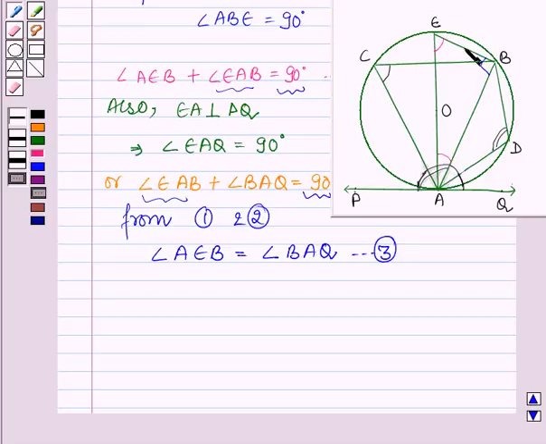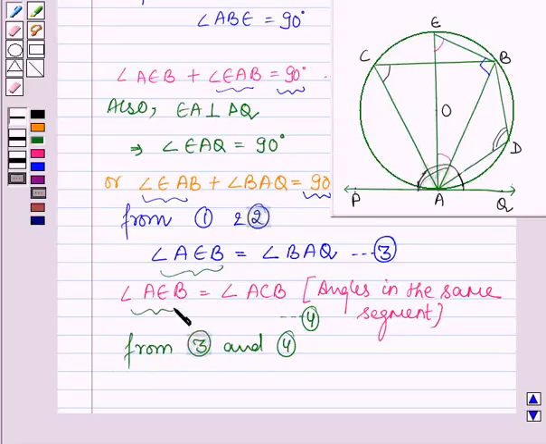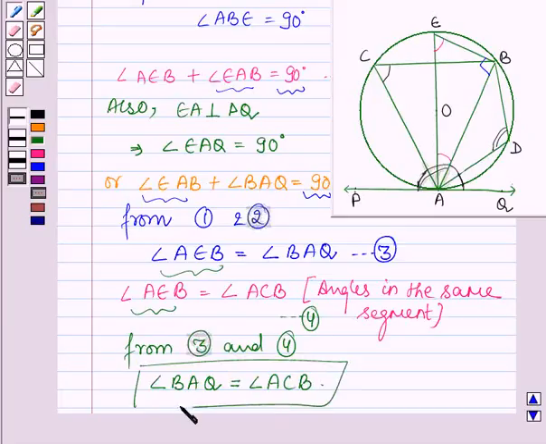Now, as we can see, angle BEA and angle BCA are equal since angles in the same segment of a circle are equal, that is angle AEB is equal to angle ACB, and here the angles are in the same segment. And let this be equation number 4. Now, from 3 and 4 we have left hand sides of both the equations are equal. So this implies that the right hand side is also equal. So angle BAQ is equal to angle ACB. So this proves the first part.